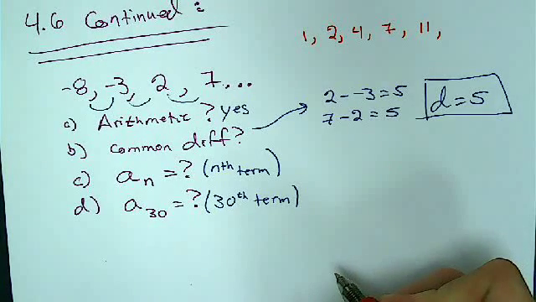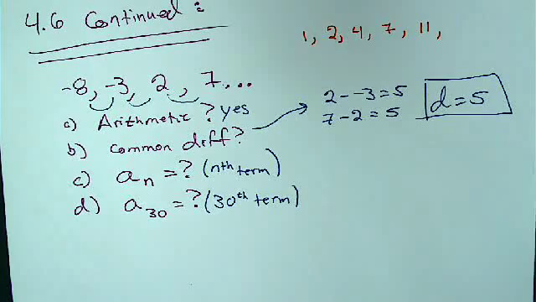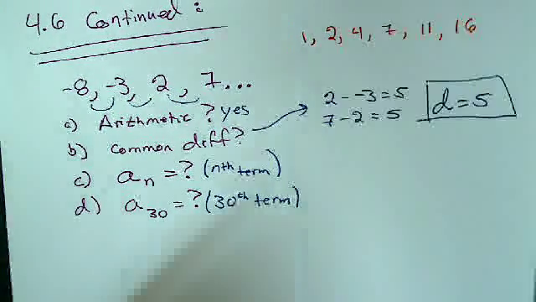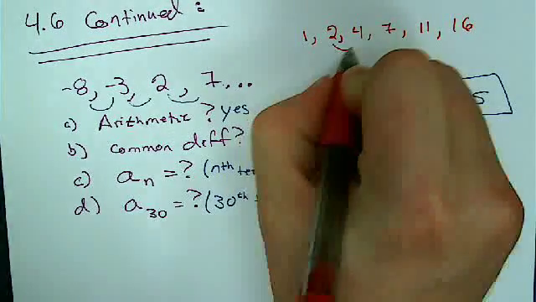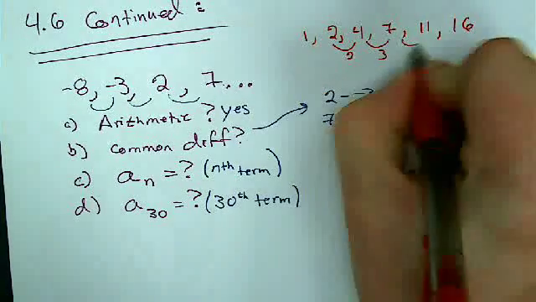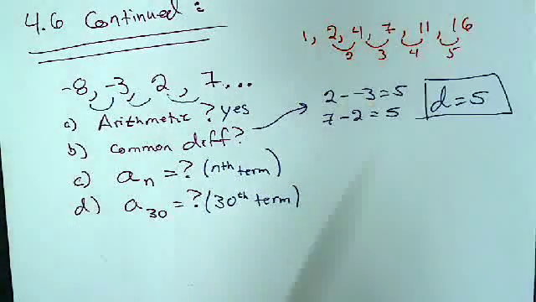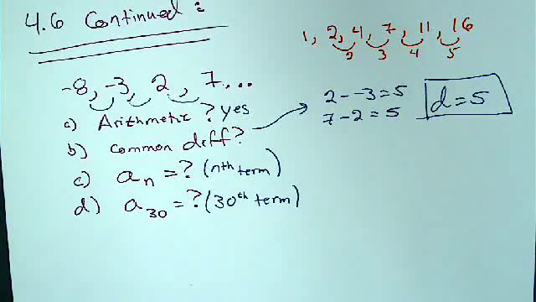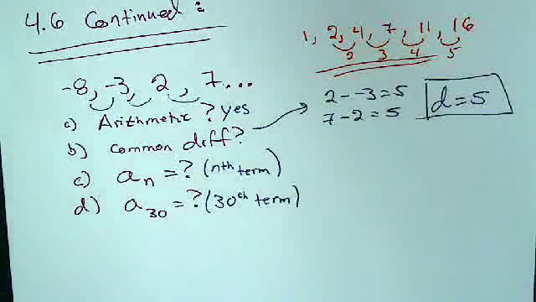It's not a common difference, but there is still a pattern. So what's the next one? 16. Because this one has a difference of 2, this has a difference of 3, this has a difference of 4. So it's a sequence, it has a pattern, but it's not an arithmetic sequence. Let's file that one away as a possible answer on the test.